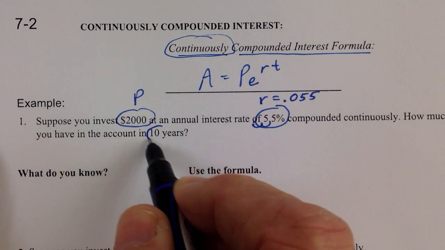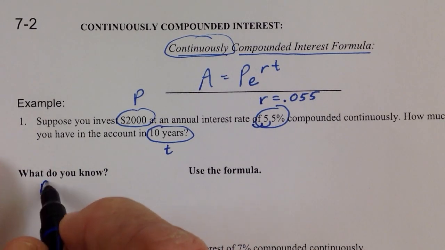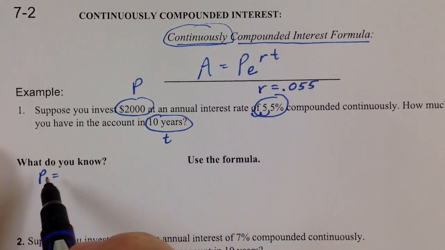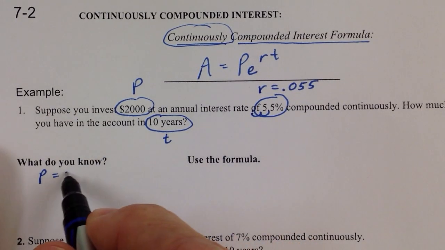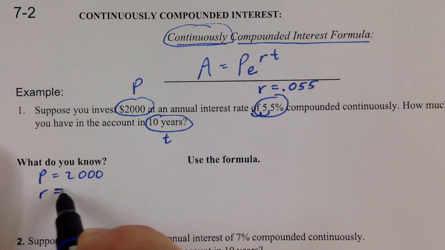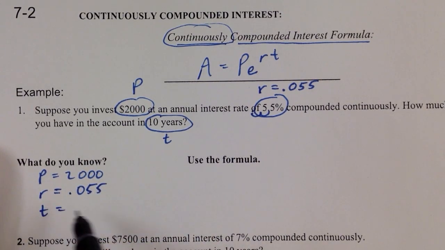Then it says how much will you have in the account in 10 years, and that's the T. So let's write that down right down here. I always make a point of writing down exactly what my variables represent. So P is equal to 2,000, R is equal to 0.055, and the T value is the 10 years. We're going to leave the money in the account for 10 years and see how much we get.